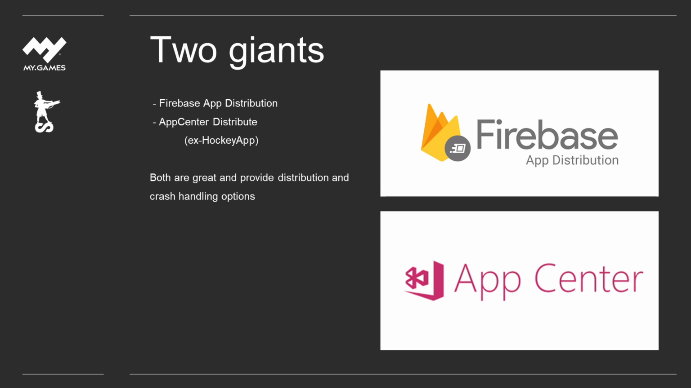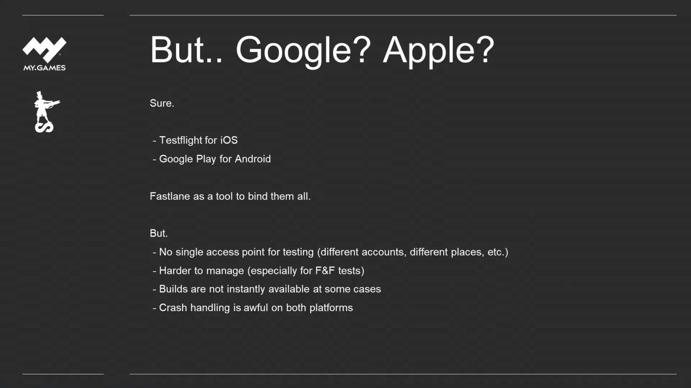There are two giants on the market. Firebase by Google and App Center by Microsoft. Both are really great and widely used. I'm sure you've met them if you are working for some kind of corporation. Enterprise builds, accounts, yes. You can say, hey, why not to use native platform solutions? Sure, you can. There is TestFlight for iOS applications and Google Play services for Android. You can even wrap them into the Fastlane, a great tool, by the way.